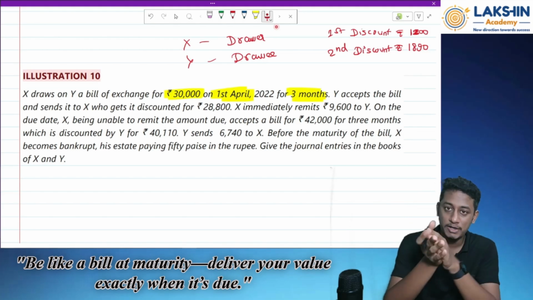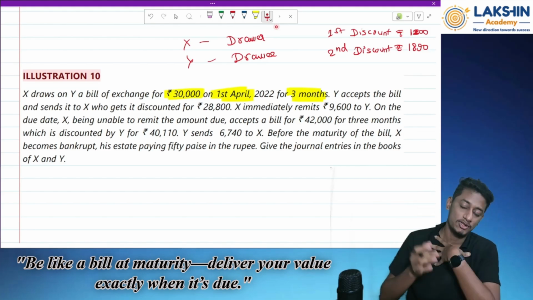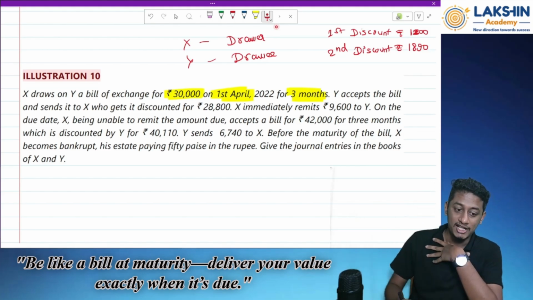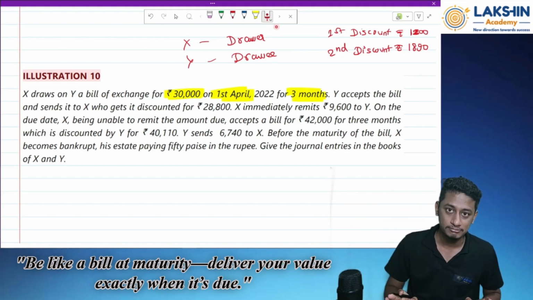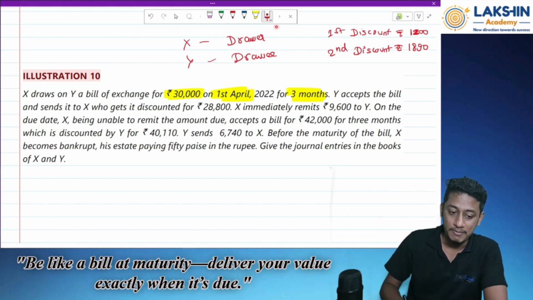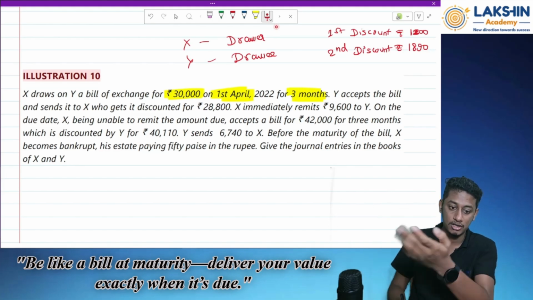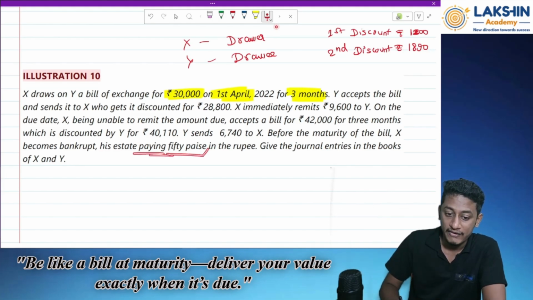X was supposed to pay so much money to Y. Now X says he has become bankrupt. So he has raised his hand saying that I won't be able to pay you anything, my brother. But what has happened? His estate, that is his son or his daughter, was able to pay 50 paisa in a rupee.